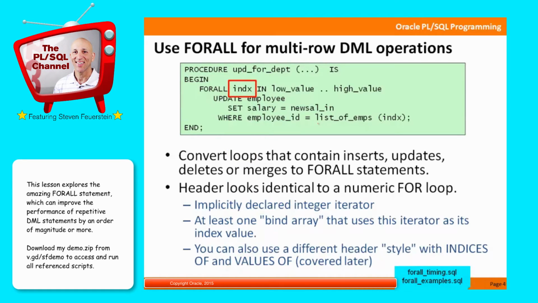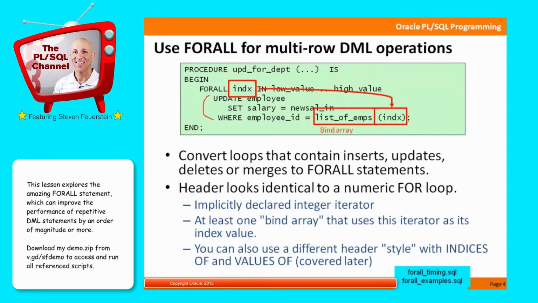So let's take a look. As with a numeric FOR loop, with a Forall statement, you have an implicitly declared iterator, an integer, the index value. You can name it whatever you want. You don't have to declare it. Oracle does it for you. You then have a range of values, and we'll look at an alternative to this format later on in this section. But the standard approach is a numeric range of values from low value to high value. Somewhere inside your DML statement that's attached to the Forall statement, you'll reference a bind array, a collection of values. And the index for that collection of values has to be the implicitly declared iterator.